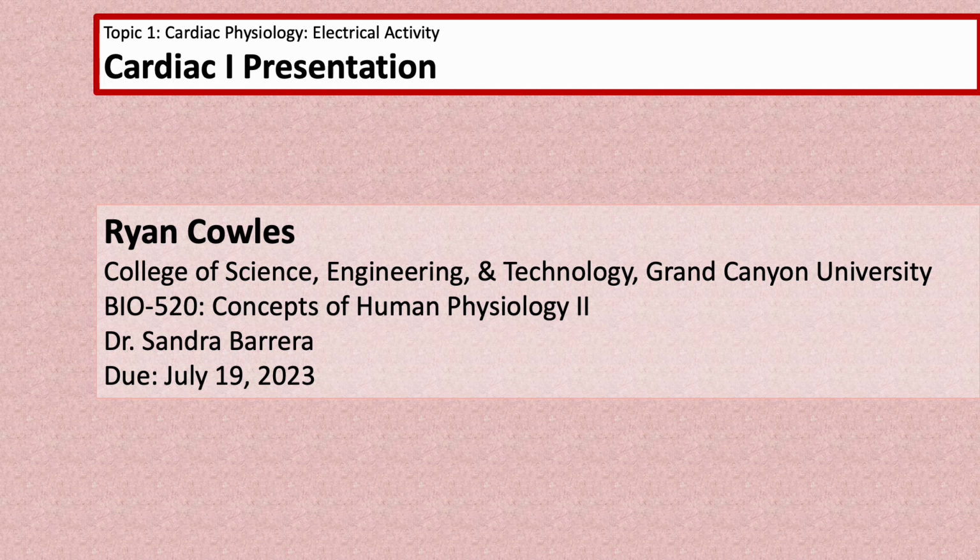Electrical activity of the heart and how electrocardiograms, which can be abbreviated as ECG or EKG, can be used to determine cardiovascular age and predict adverse outcomes.